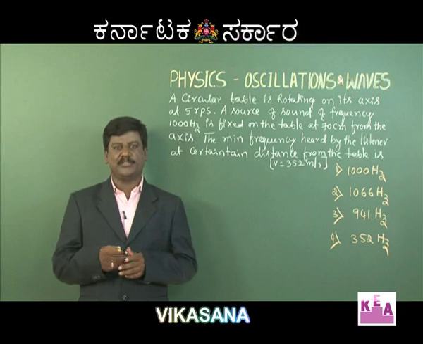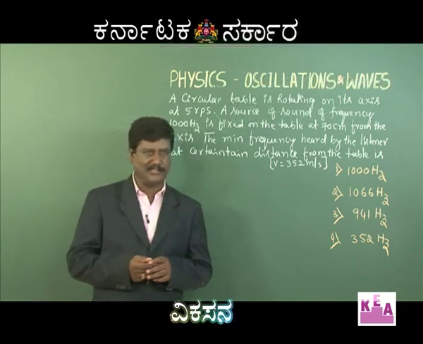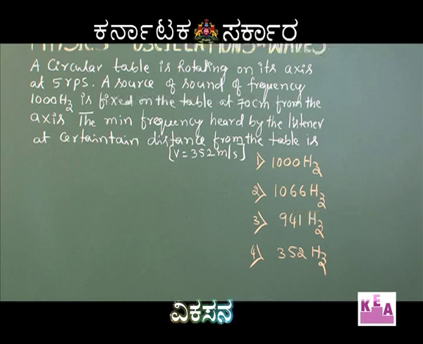This is another problem based on the same concept, that is Doppler effect. Let us read the problem. A circular table is rotating on its axis at 5 rotation per second. A source of sound of frequency 1000 Hertz is fixed on the table at 70 centimeter from the axis. The minimum frequency heard by the listener at a certain distance from the table is given. Velocity of sound is 352 meter per second. There are 4 options. Number 1, 1000 Hertz. Number 2, 1066 Hertz. Number 3, 941 Hertz. And number 4, 352 Hertz.